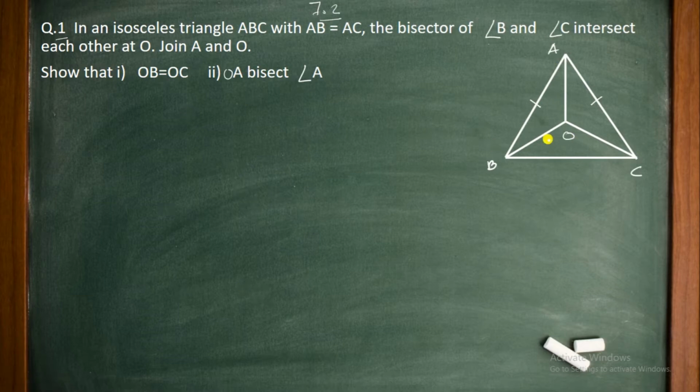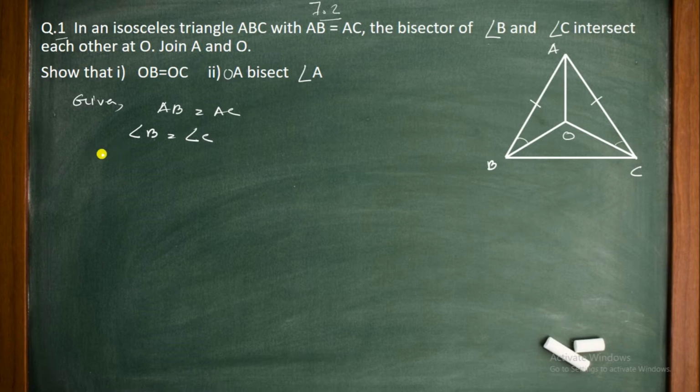Now if we can show this triangle and this triangle congruent, then we can easily prove OB is equal to OC. But before proving these two triangles congruent, we have to prove this angle and this angle are equal. So how can you show this angle and this angle equal? Here given, AB is equal to AC. This one is given. Now if AB is equal to AC, then angle B will be equal to angle C.